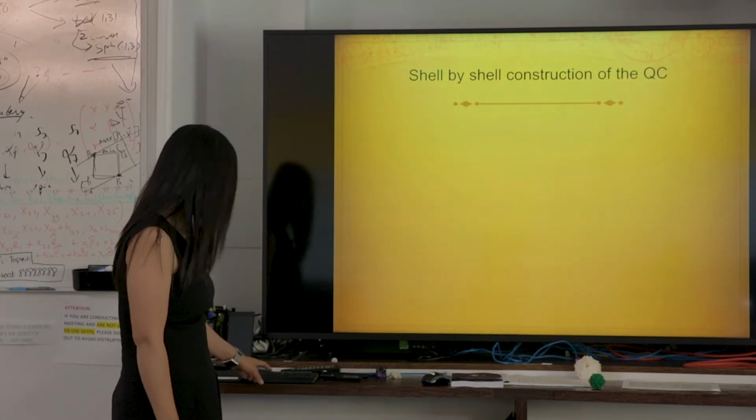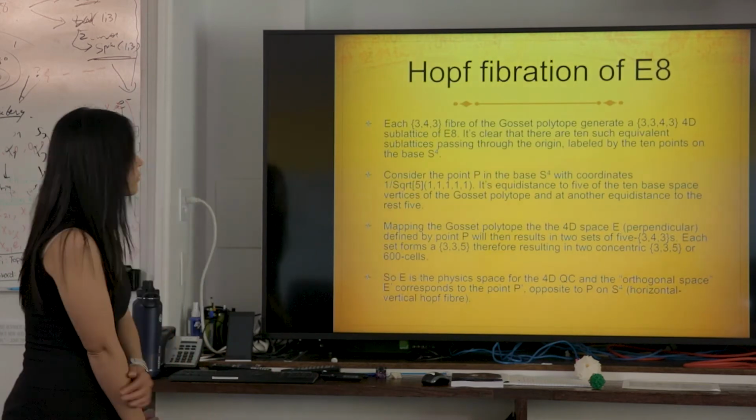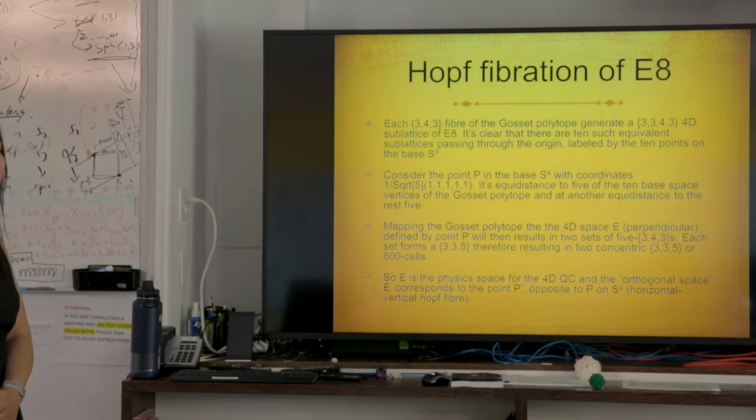Just the 10 points on the base S4, so they are not random naturally. They make a regular polytope in five dimensions, which is the cross polytope, the hyper-octahedron. The coordinates are: one of the five is +1 or -1, and the others are 0.